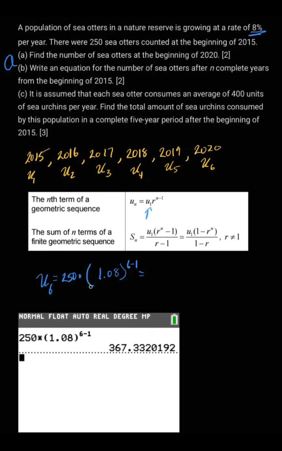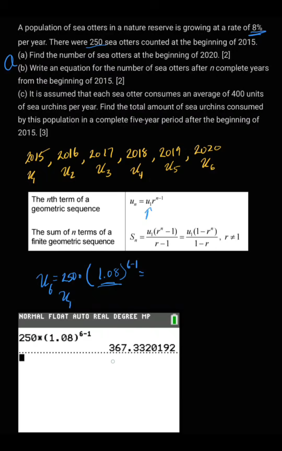U1 is the first term, so the first term in our sequence is 250. That's when we start. So U1 is 250 times 1.08 because we are increasing at a rate of 8%. That means we keep everything from before, our 100%, and we're increasing by 8%. And then our exponent is going to be n minus 1. n is going to be 6 since we're looking for the sixth term, 6 minus 1.